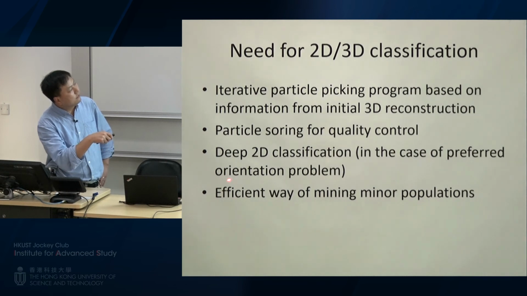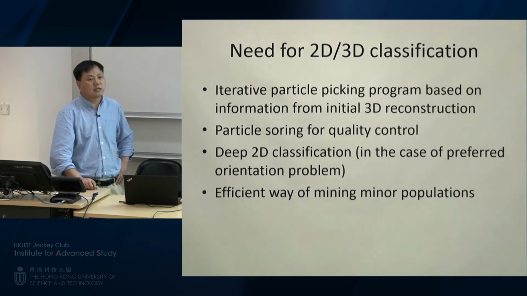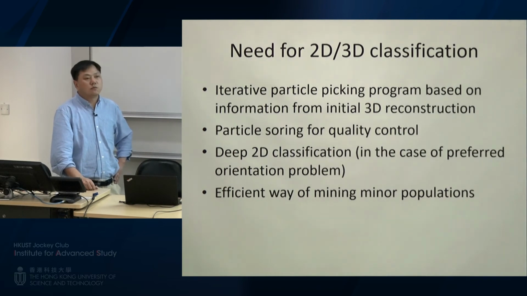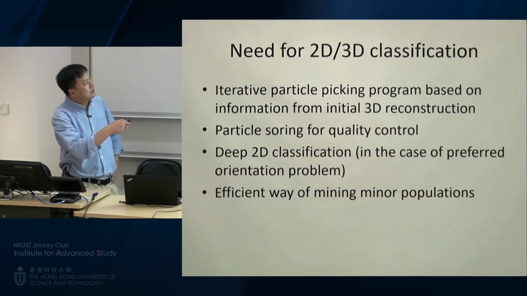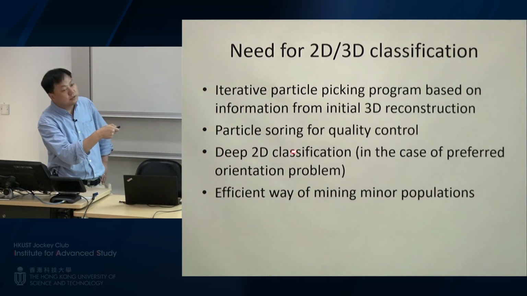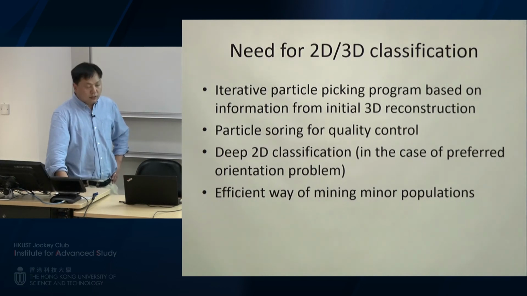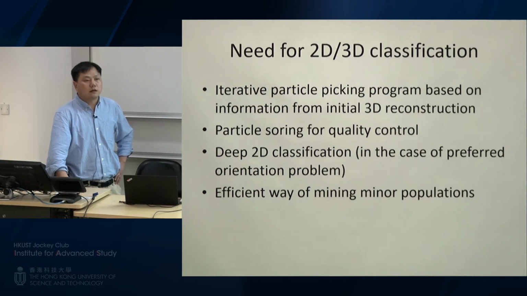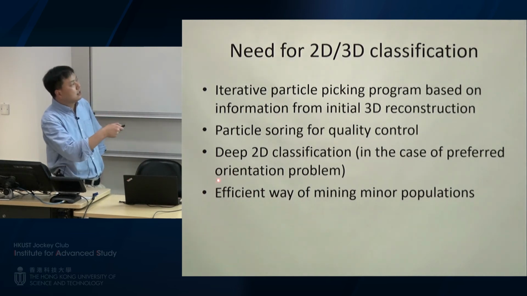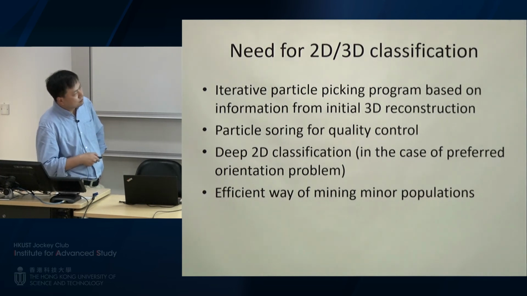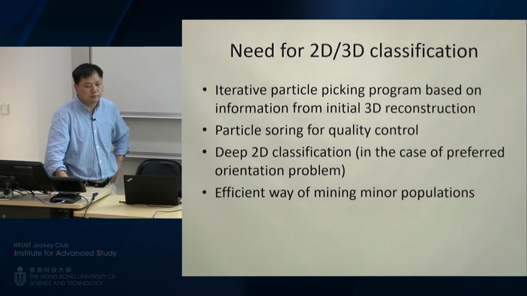Then there is the case of preferred orientation. So-called preferred orientation is when, for example, in a data set, 90% of particles stay in the same view. Then we will perform a so-called deep 2D classification, because for data like that, most of the 2D class averages will be almost the same. So that means we probably need a better way to classify particles into different groups. Especially, we will need an efficient way to find the minor populations within the sample.